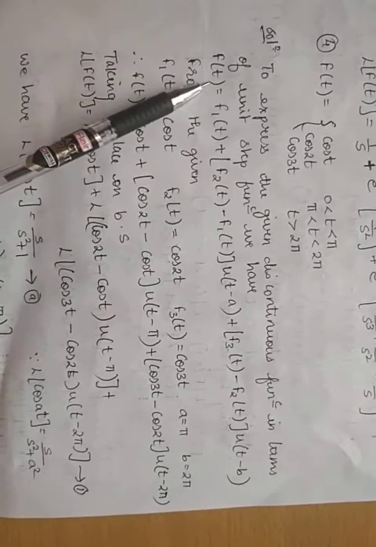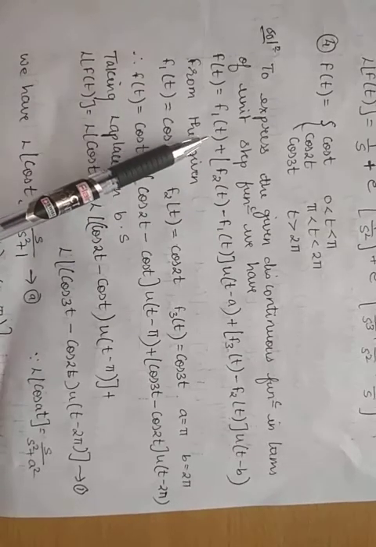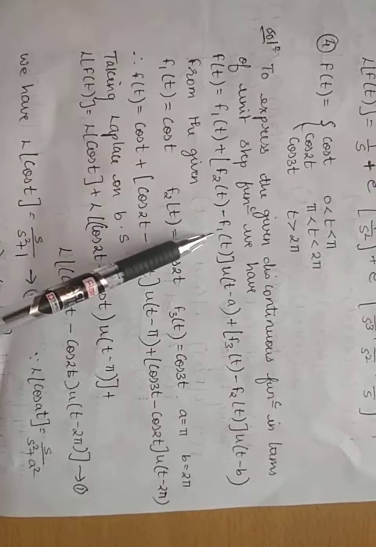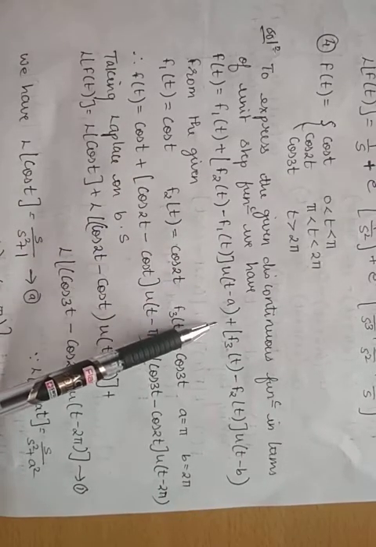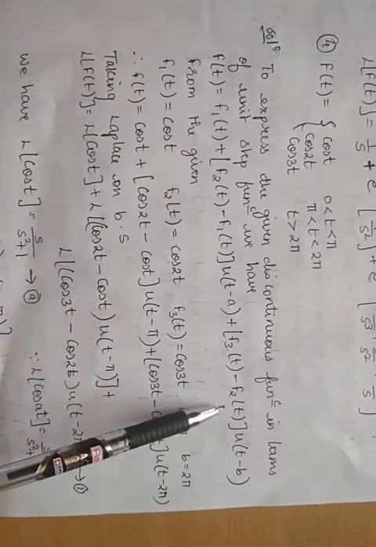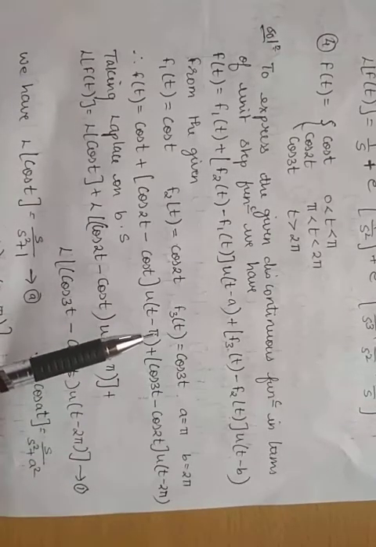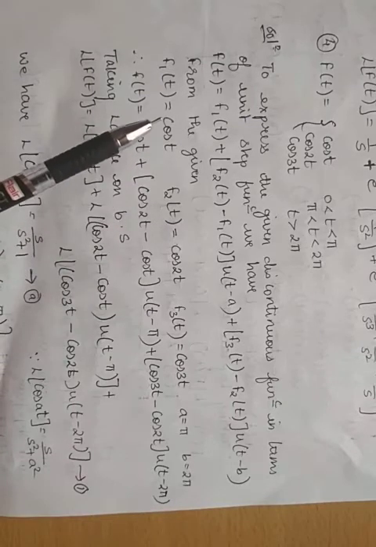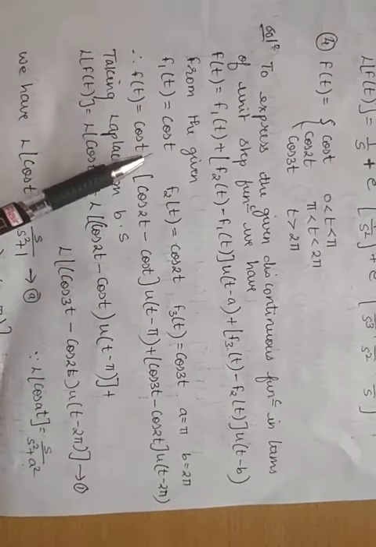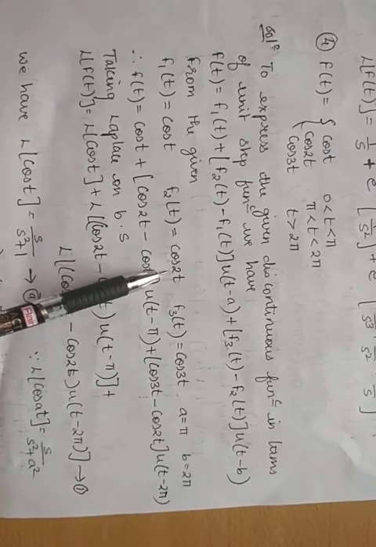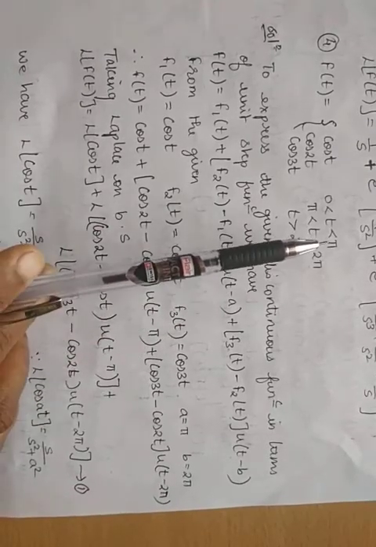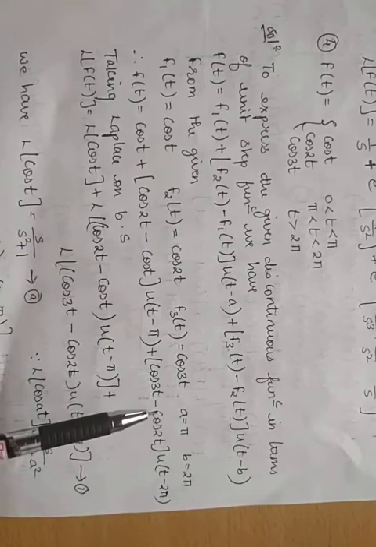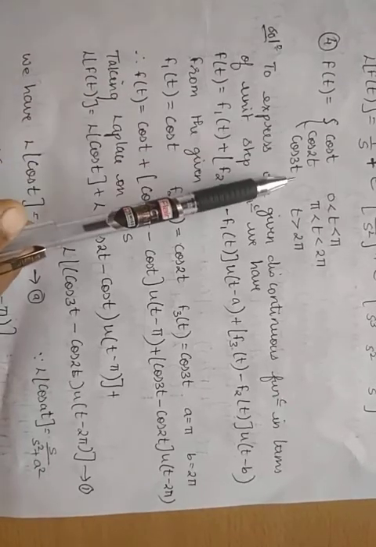So what was the result stated? f(t) is equal to f1(t) plus [f2(t) minus f1(t)] into u(t minus a) plus [f3(t) minus f2(t)] into u(t minus b). Comparing, we have f1(t) as cos t, f2(t) as cos 2t, f3(t) is equal to cos 3t. a is pi and b is 2 pi. Hence, my intention is to find the Laplace transform of the function.